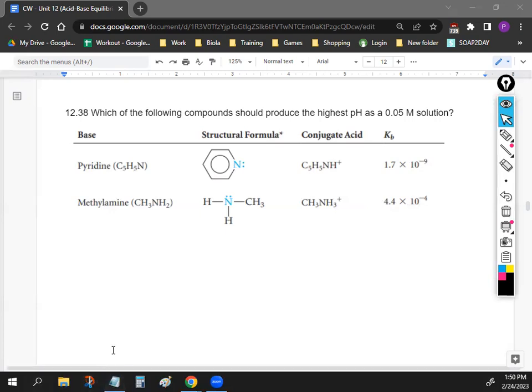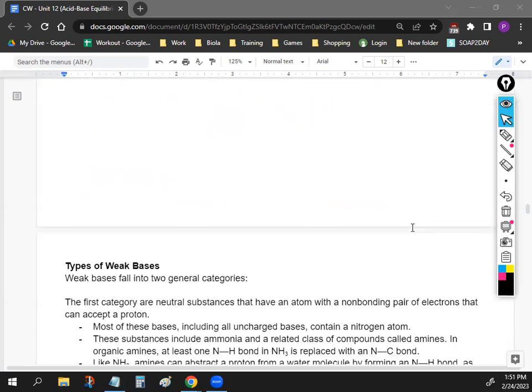If we have that problem, do we have to write it out and explain it, or can we just say methylamine? Since it doesn't say explain, you can just say methylamine. But if it said explain or justify, then you would give me that. Exactly. Good question. All right, let's keep going.